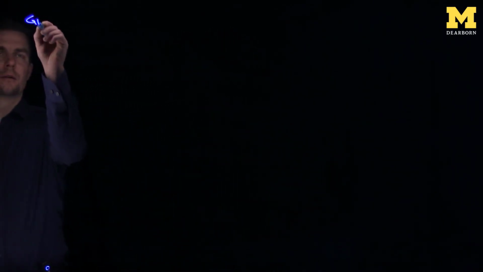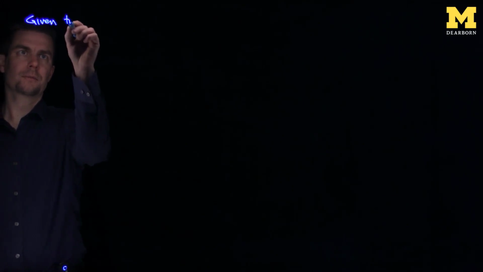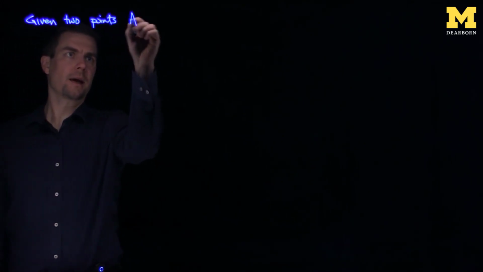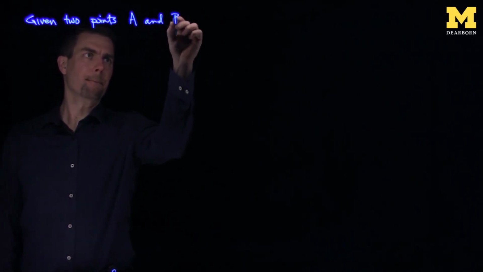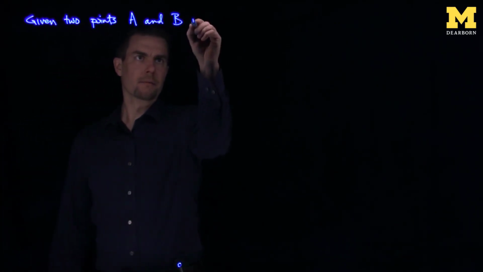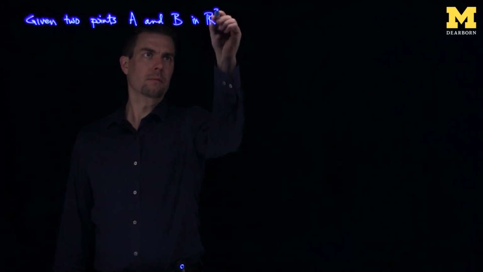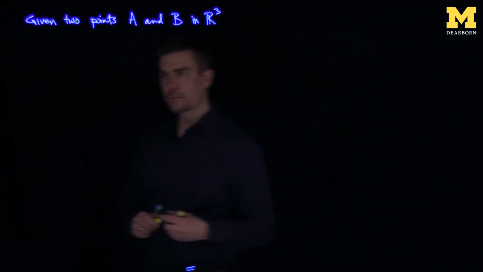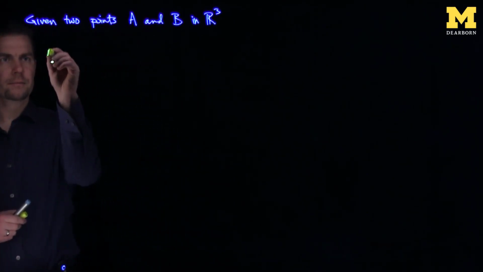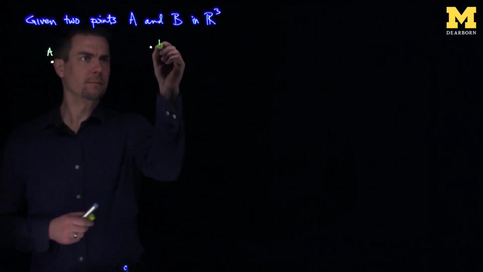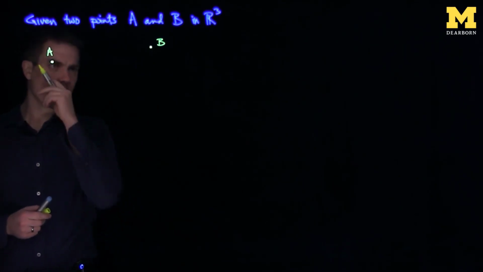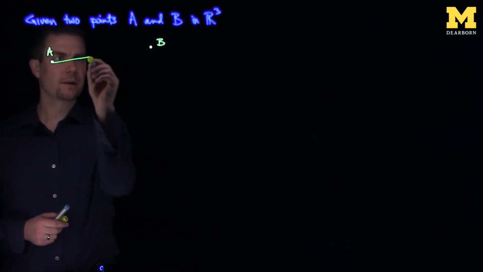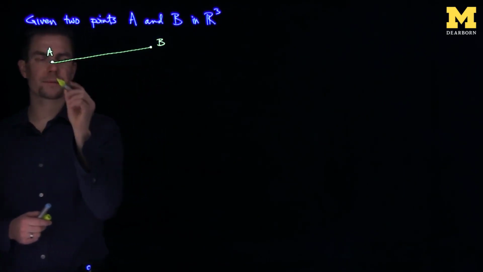Let's be given 2 points, A and B, in R3. So what we can do is plot these points in R3. Here's the point A. Here's the point B. And then what I'd like to do is find the line between these 2 points. So we're going to draw the straight line between those 2 points.